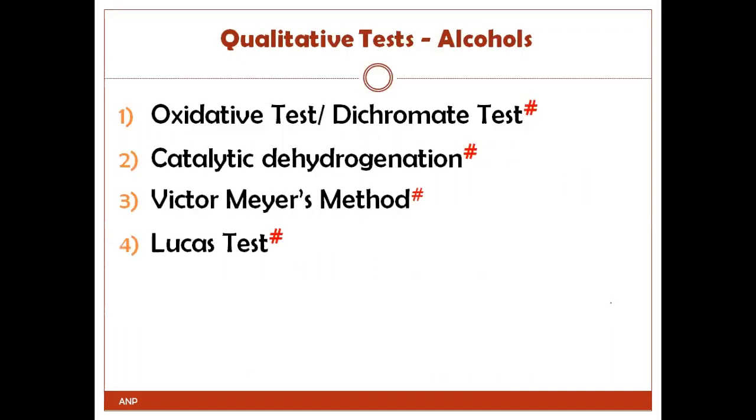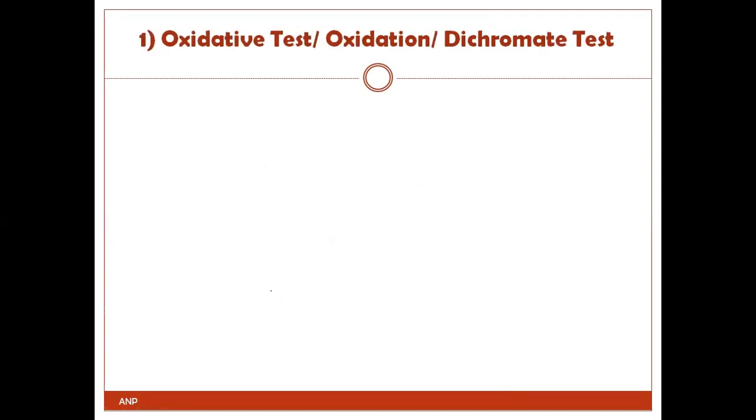Some important qualitative tests of alcohol. These are some important qualitative tests of alcohol: oxidative test, also called the dichromate test, catalytic dehydrogenation, Victor Meyer's method, and Lucas test. All these tests are used to distinguish between primary, secondary, and tertiary alcohols. The first test is the oxidative test, or oxidation, or dichromate test.